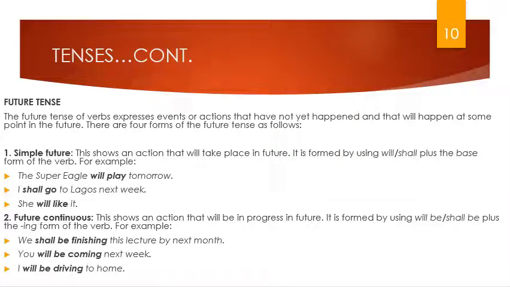Number 2, future continuous tense. This shows an action that will be in progress in future. That is, it is an action that will happen but in a continuous form in the future. It is formed by using will be or shall be plus the ing form of the verb, that is by adding ing at the end of the verb. Example, we shall be finishing this lecture by next month. I will be coming next week.